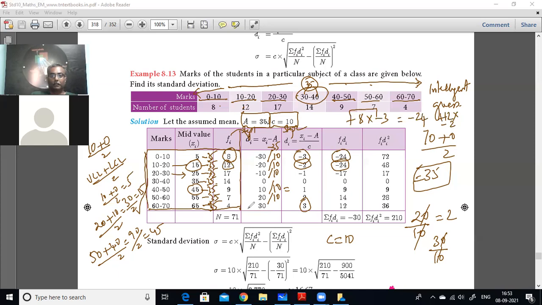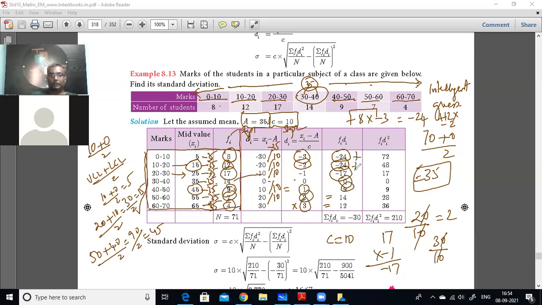12 into 2 is 24. Then 17 into minus 1, how much? Minus 17. Then 14 into 0, 0. Then 9 into 1, 9. Then 7 into 2, 14. Then 4 into 3, 4 threes are 12. You got all that.